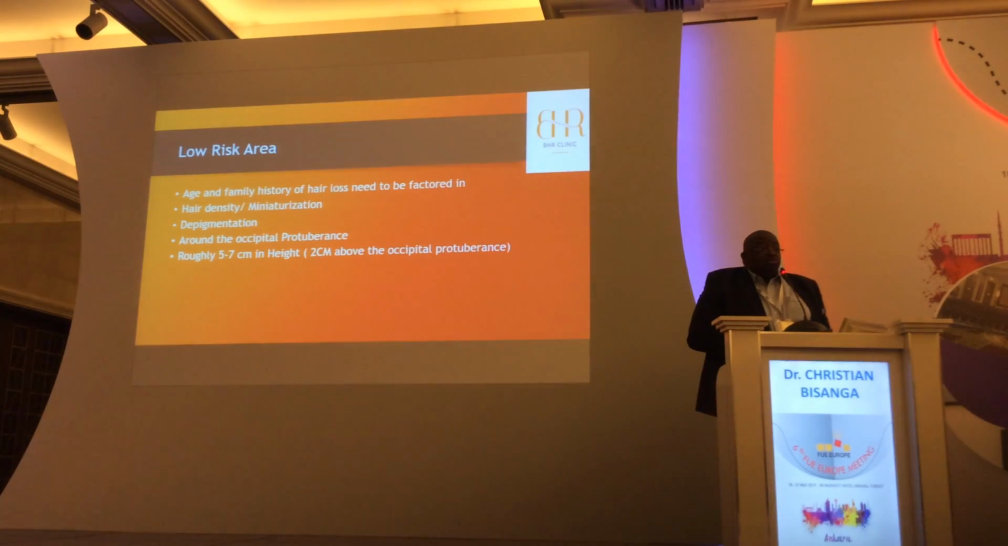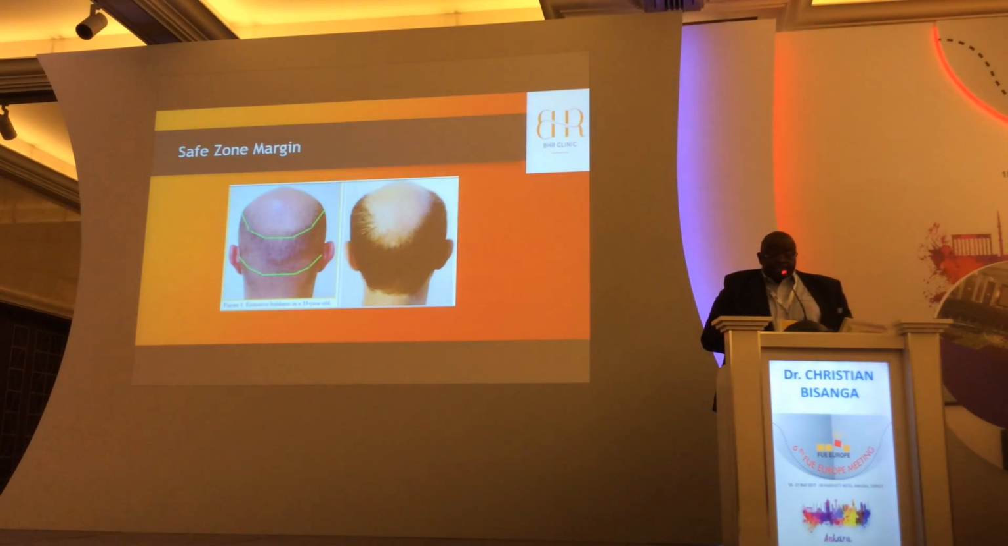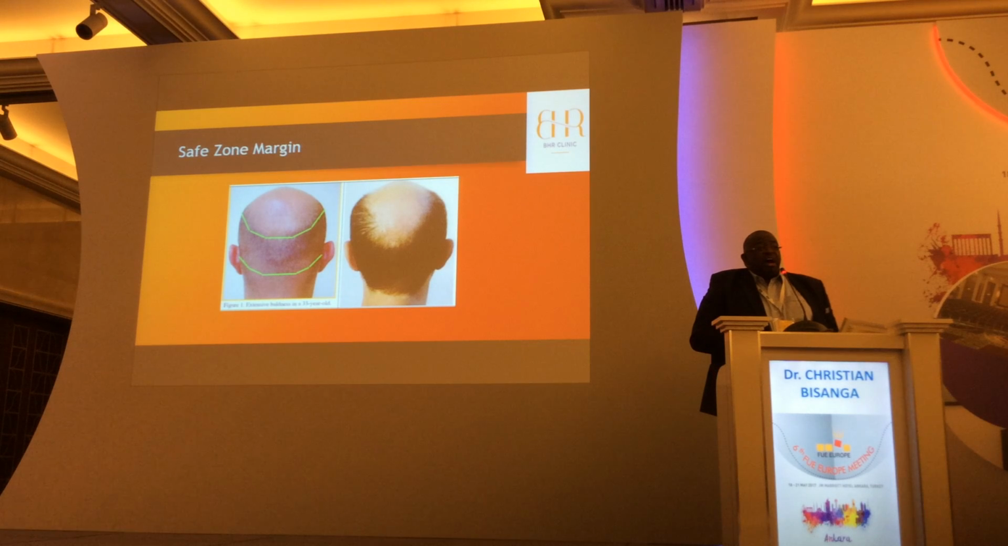So, what are the low risk areas? It's important to evaluate age and family history, hair density, miniaturization, and pigmentation of the hair around the edge of the Norwood 6, Norwood 7 pattern. Roughly it's 5 to 7 centimeters in height, 2 centimeters above the occipital protuberance. So the safe zone margin is important to outline before the surgery, so you have an idea of how many you can harvest safely.